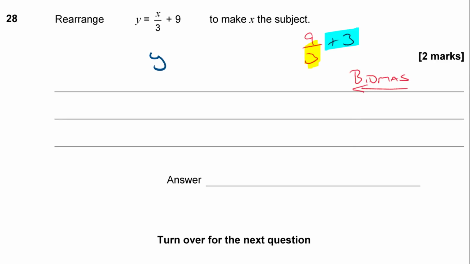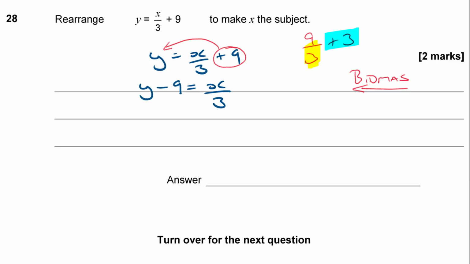So starting with y is equal to x over 3 plus 9. Like I was saying, if I was evaluating this, I'd divide by 3 first and I'd add on the 9. So going backwards through that, I'm going to deal with the plus 9 first. So I'm going to move that to the other side of the equation. You need to remember to change sides, change signs. So if it's a plus on the right hand side of the equation, if I move it over to the other side, it becomes subtract. So I get y subtract 9 is equal to x divided by 3.